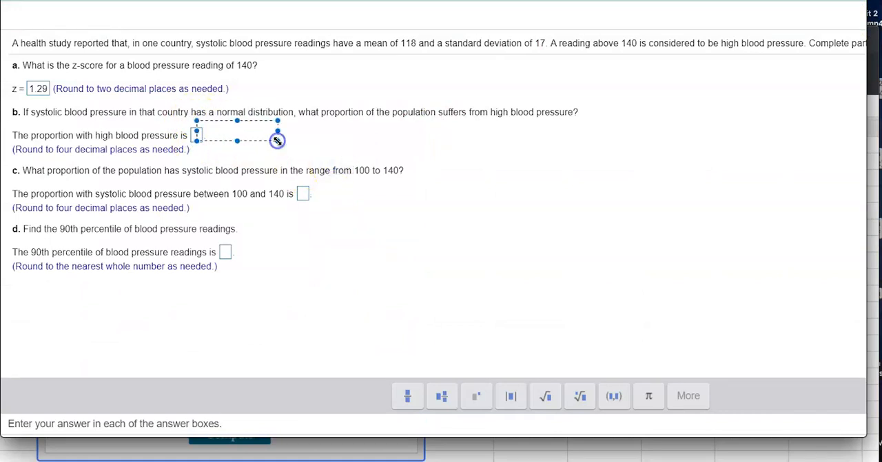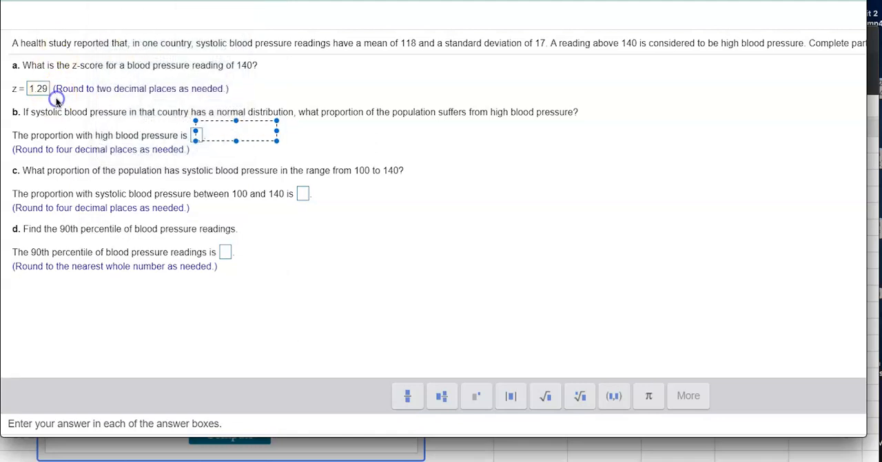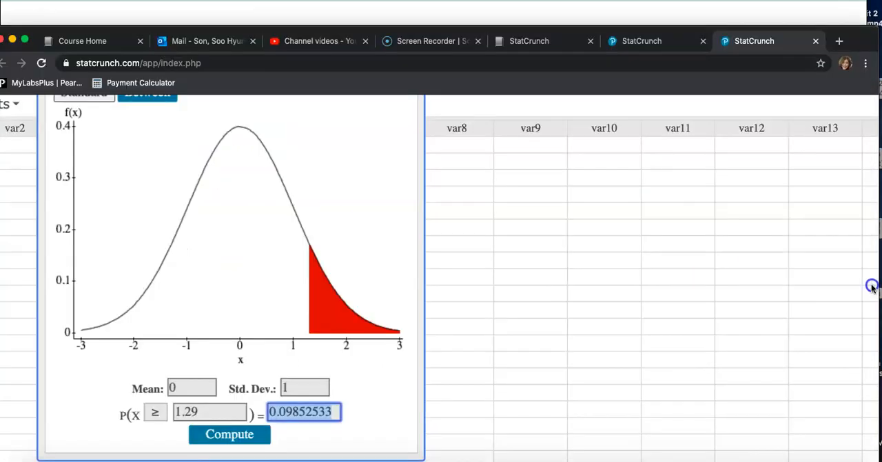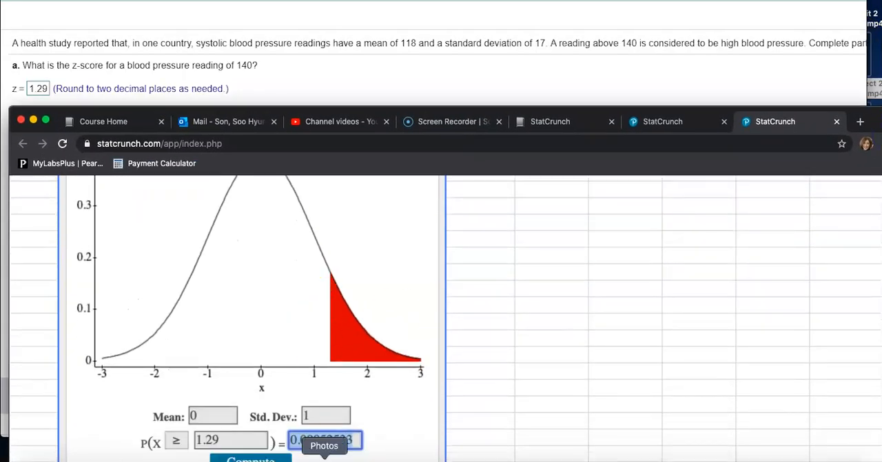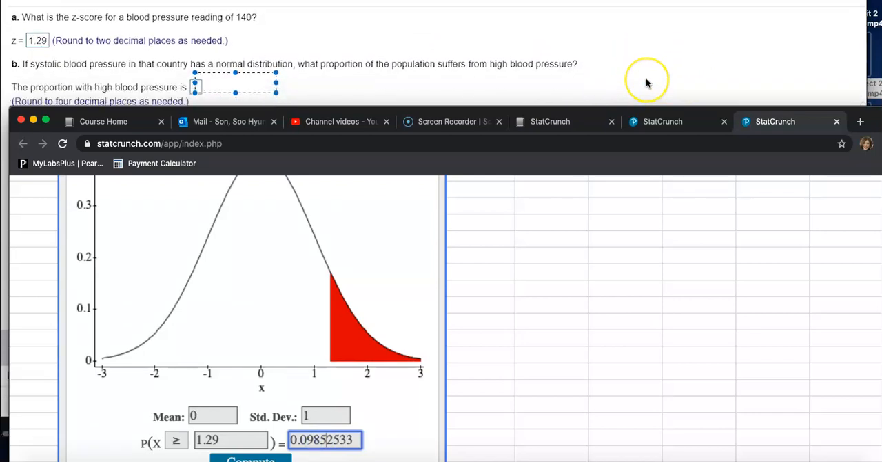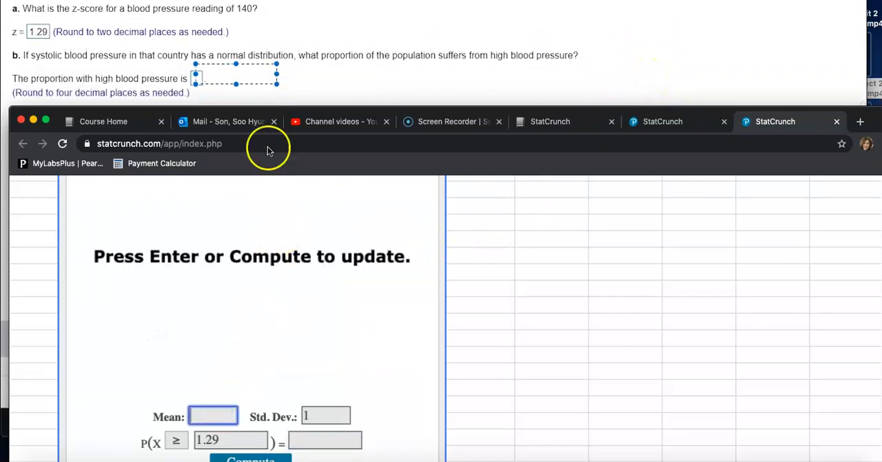So you can type that in. We use your z-score because you found it, but we can also use the original number, and that should give us almost the same answer. So the answer will be 0.0985 rounded to 4 decimal places. I think that's what they wanted, 4 decimal places.